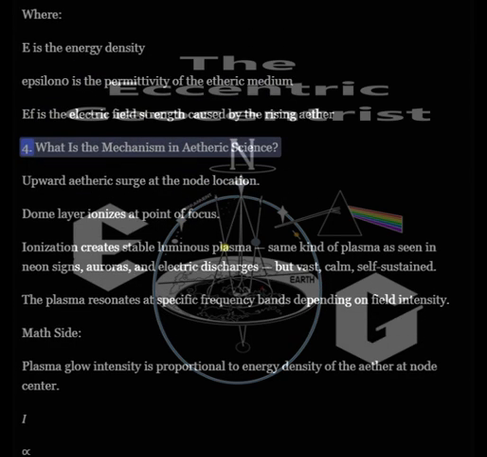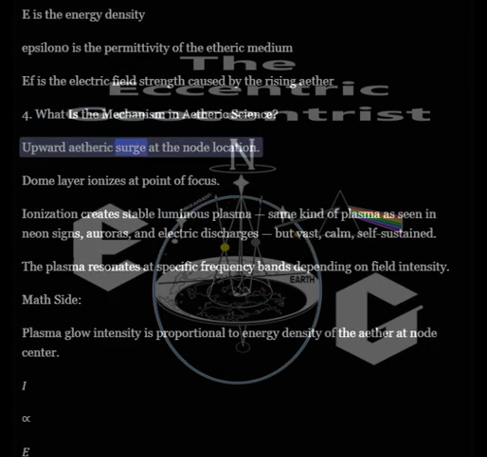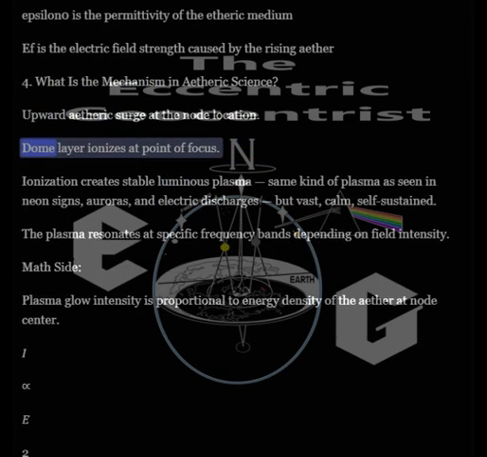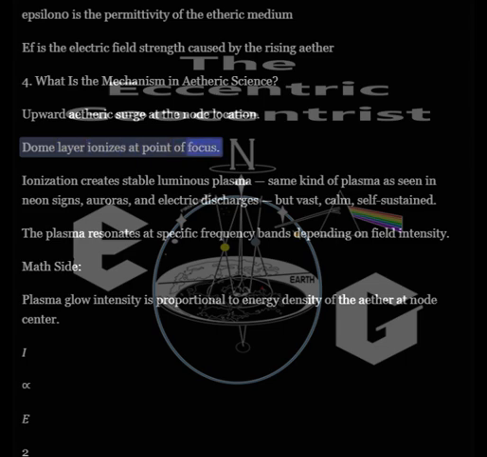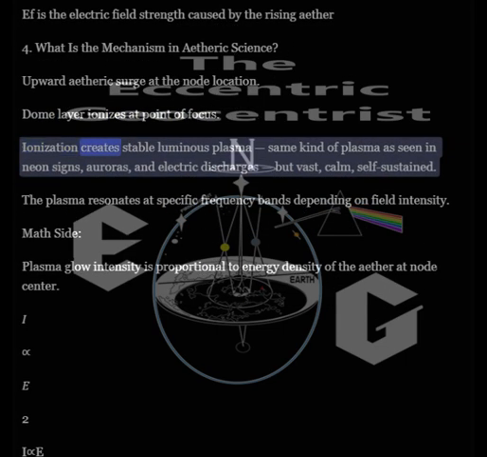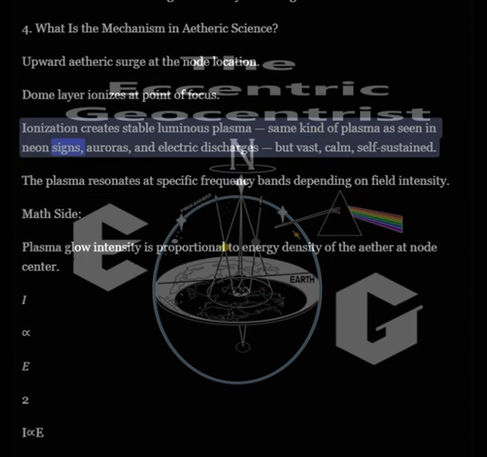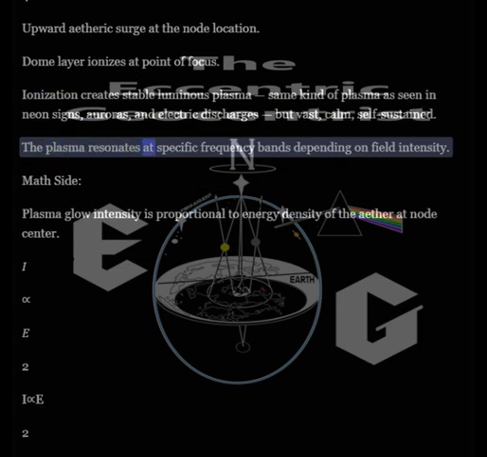4. What is the mechanism in etheric science? Upward etheric surge at the node location. The dome layer ionizes at the point of focus. Ionization creates stable luminous plasma, the same kind of plasma as seen in neon signs, auroras, and electric discharges, but vast, calm, self-sustained. The plasma resonates at specific frequency bands depending on field intensity.